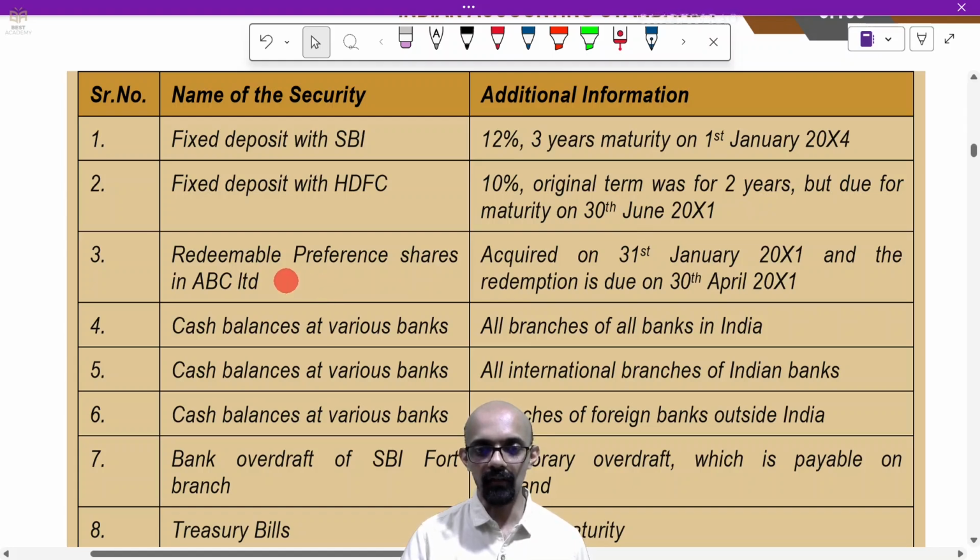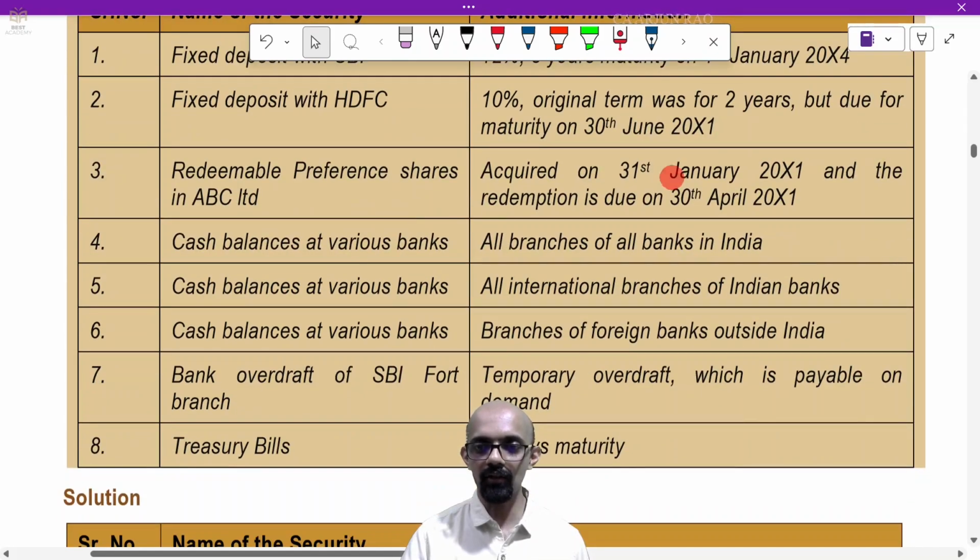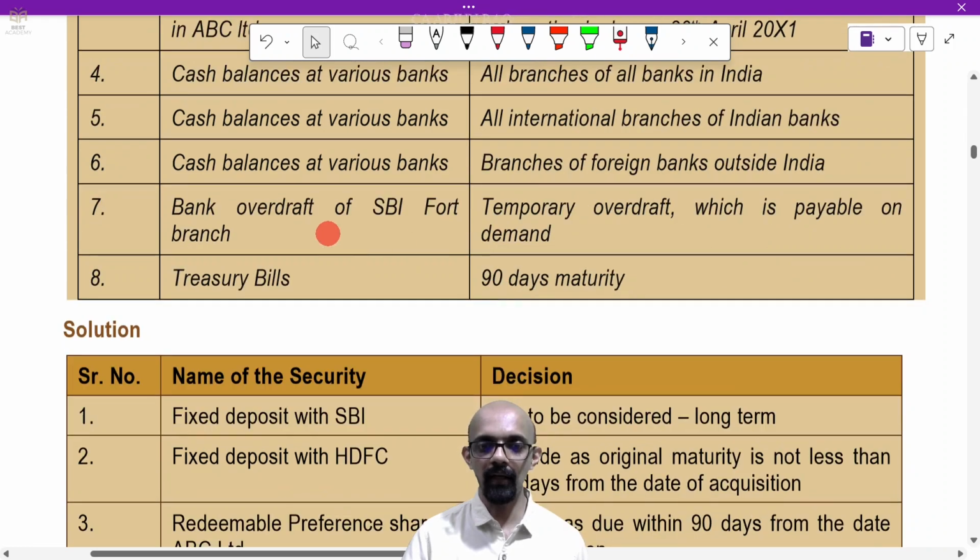It's not cash equivalent. Redeemable preference shares acquired on 31st Jan, redemption due on 30th April. So within 3 months. So this can be part of cash equivalents. Cash balances at various banks, whether in India, outside India or foreign banks, they are all cash equivalents. Bank overdraft, if it forms part of the cash management, then yes. Treasury bill 90 days maturity, that also yes, part of cash equivalents.